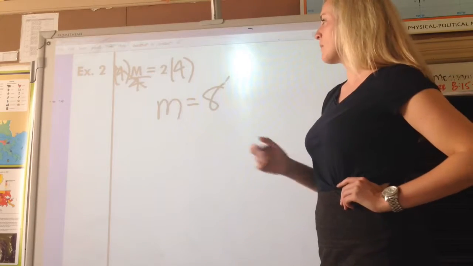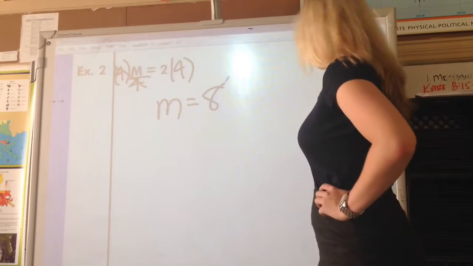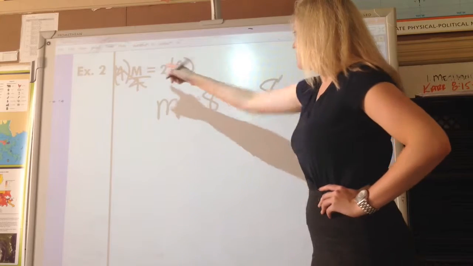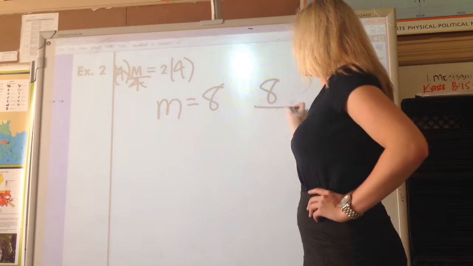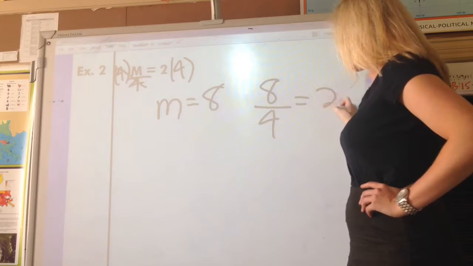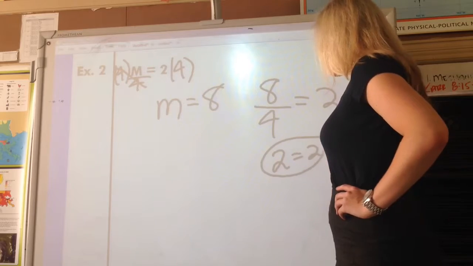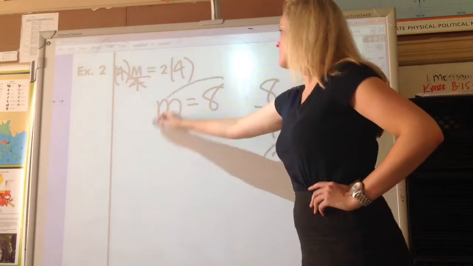If I want to check my work, I can just plug it back in. So let's go ahead and do that. If I substitute 8 for m, I'm left with 8 over 4 equals 2. I know that 8 divided by 4 equals 2. And since 2 equals 2, I know that m equals 8.